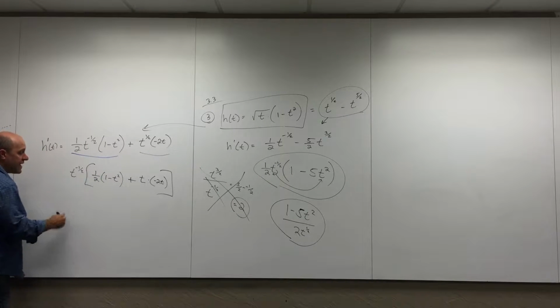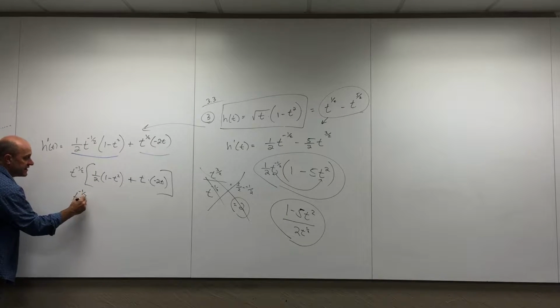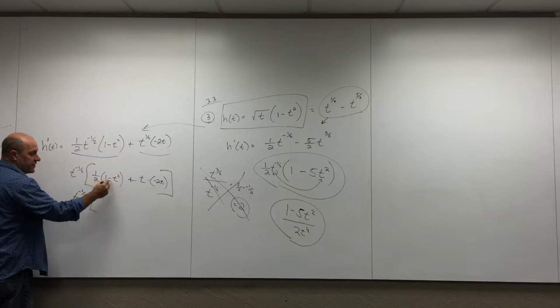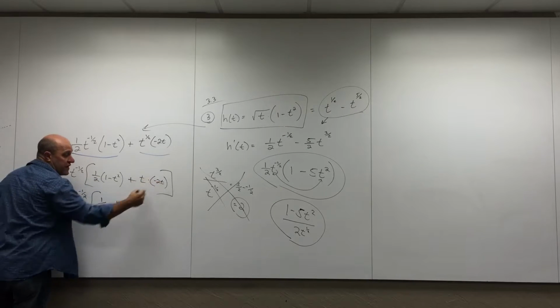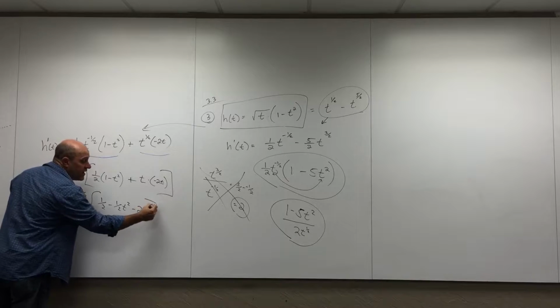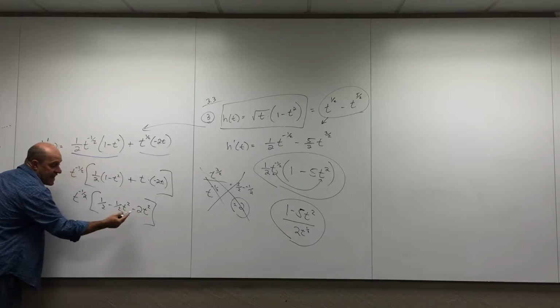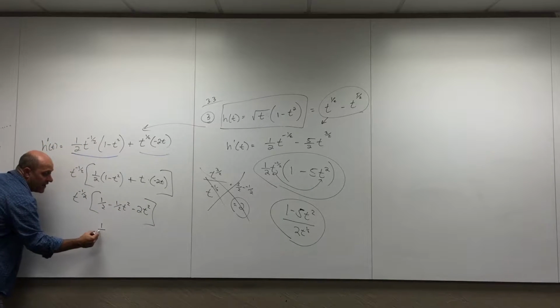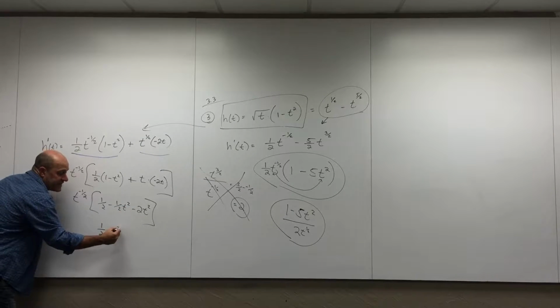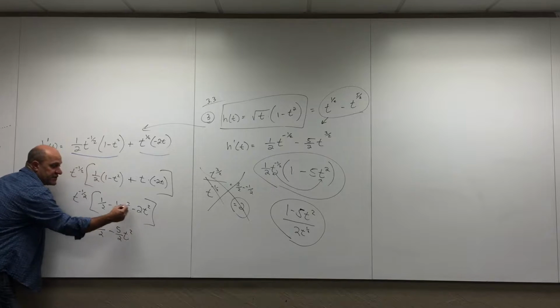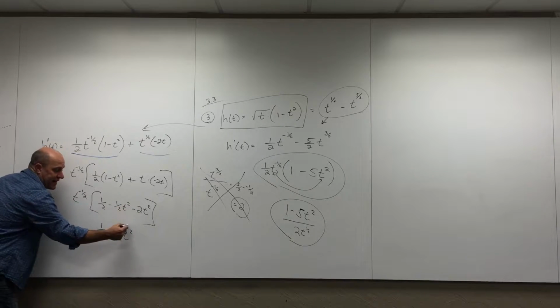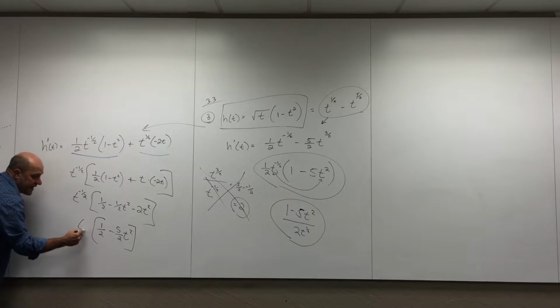Cool. This ain't too bad, you guys. Let me just clean up what's left here. To distribute that, that's a 1/2 minus a 1/2 t squared. Over here, it's a negative 2 t squared. So now I want to add these guys together. That's negative 2 1/2, which is negative 5/2 t squared. I just added those numbers together, combined like terms. So now this is my answer.